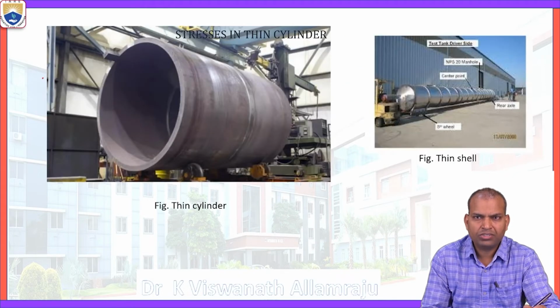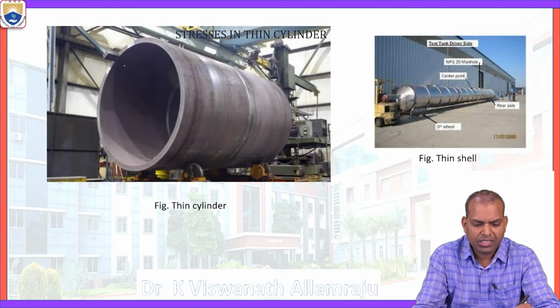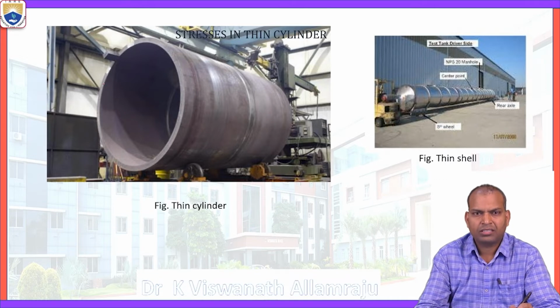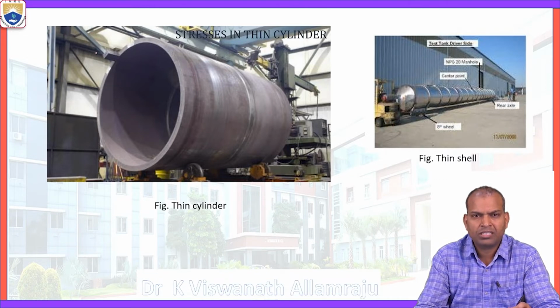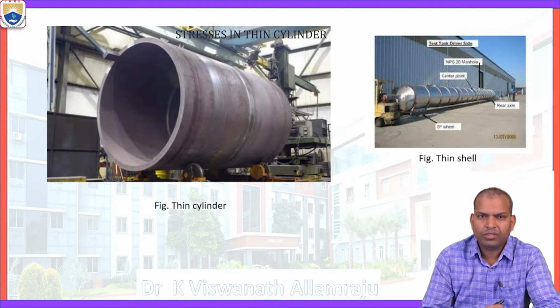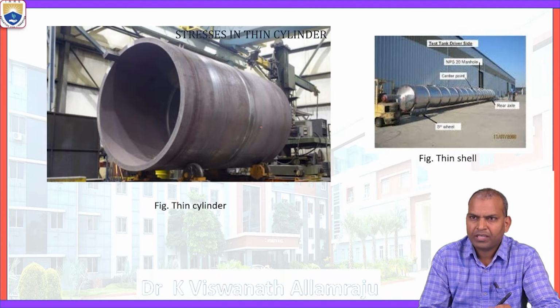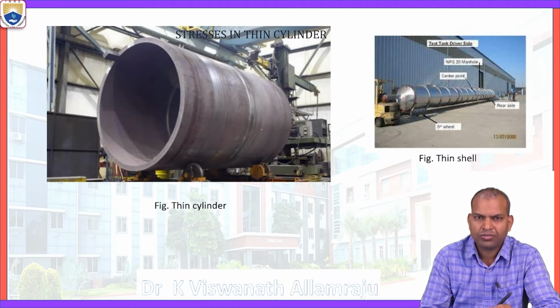So here, these are thin cylindrical shells. We can see here the boiler, a thin cylindrical shell, which has a larger diameter and small thickness. If the ratio of D by t, that is diameter to thickness, is such that the diameter is equal to 15 times or 20 times the thickness, then the cylinder comes under the category of thin cylindrical shell. There are thin shells used for storing gases or storing liquids.